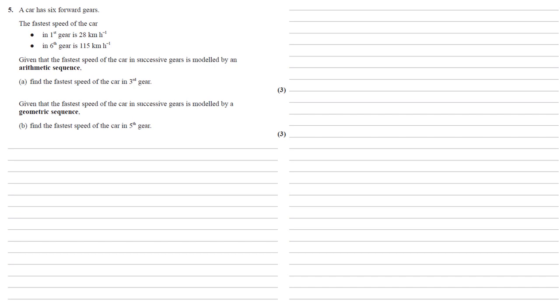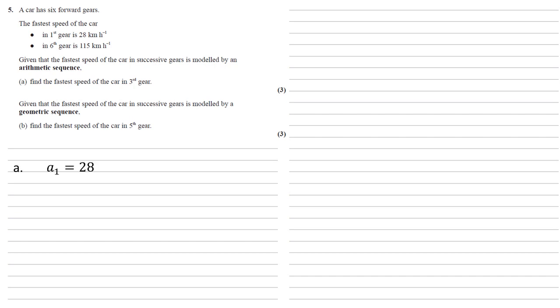The car has 6 forward gears. The fastest speed of the car in first gear is 28 km per hour and in sixth gear is 115 km per hour. Given that the fastest speed of the car in successive gears is modelled by an arithmetic sequence, we need to find the fastest speed of the car in third gear.